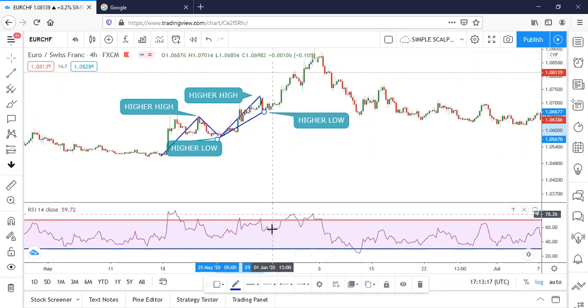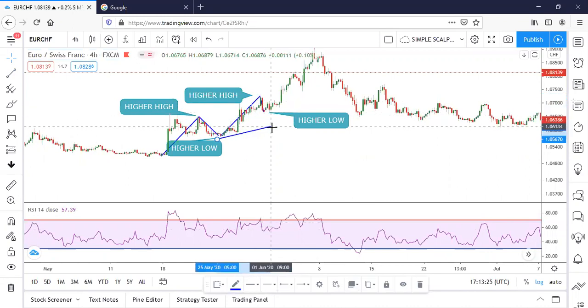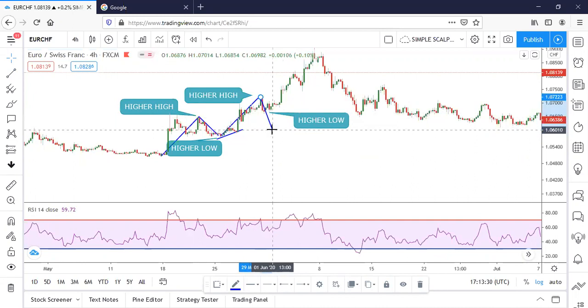Once you start seeing something like this coming up, you want to start looking at your indicator. Because you never know if this move, this one right here, is going to come to this place. But you just want to start looking at it. So once you see something like this, you want to look at this area.